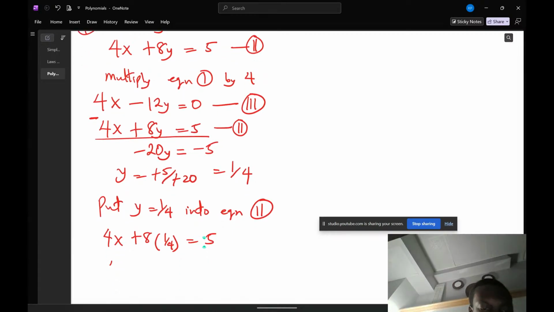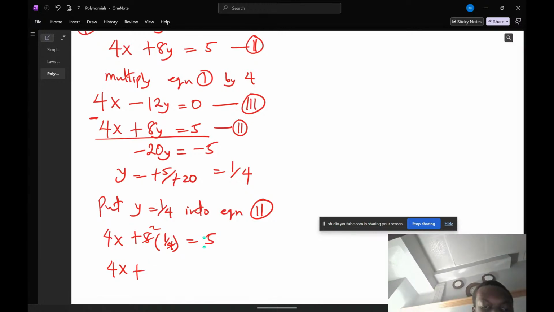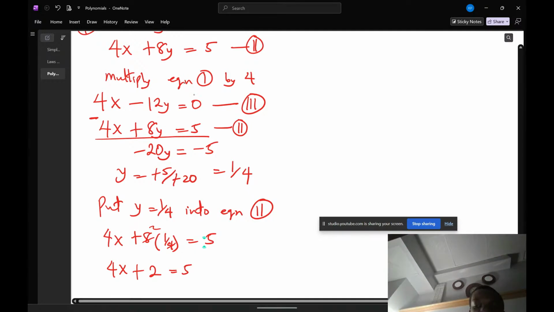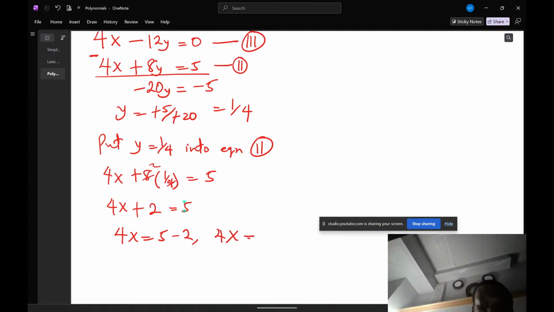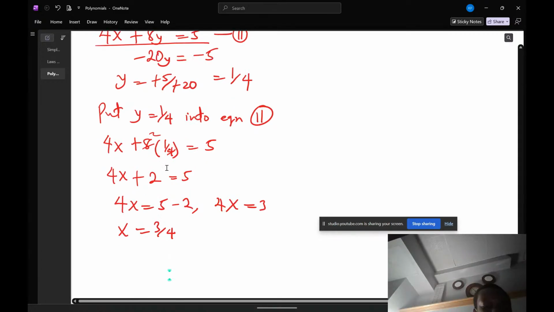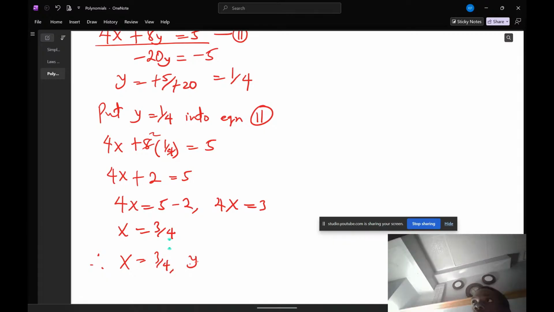So 8 divided by 4 is 2. So that's 4x plus 2 is equal to 5. So now that will be 4x is equal to 5 minus 2. So that will be 4x is equal to 3. So that will be x is equal to 3 over 4. So therefore, we say that x is equal to 3 over 4 and y is equal to 1 over 4.